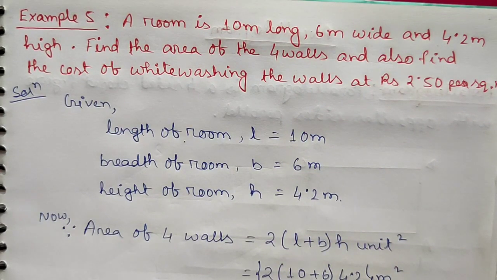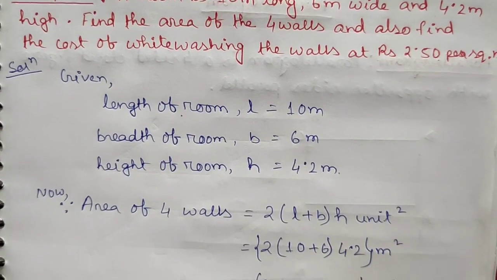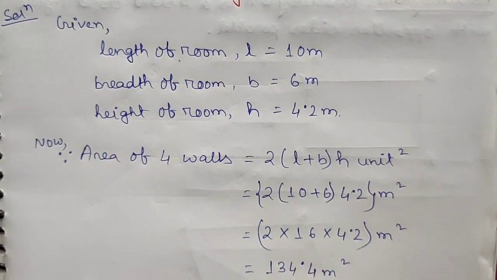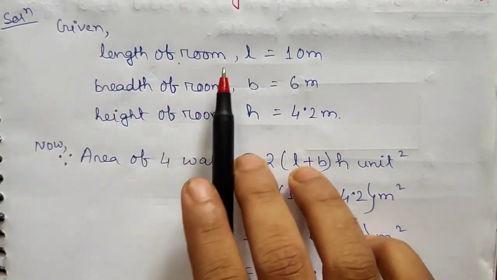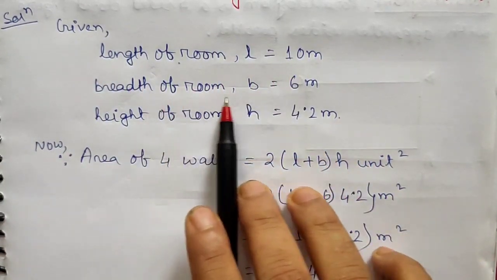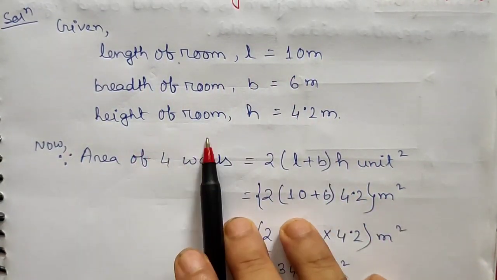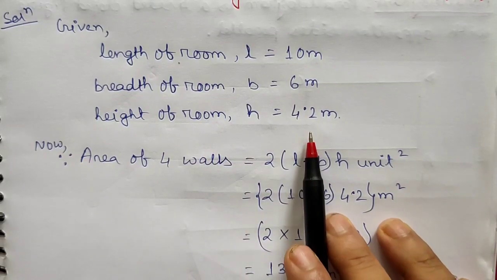Suppose a painter wants to paint a room, so first he has to find the area of the room, then he must find the cost of painting. Okay, so first we have to write the given and the solution. Given: length of the room l is 10 meter, breadth of the room b is 6 meter, height of the room h is 4.2 meter.